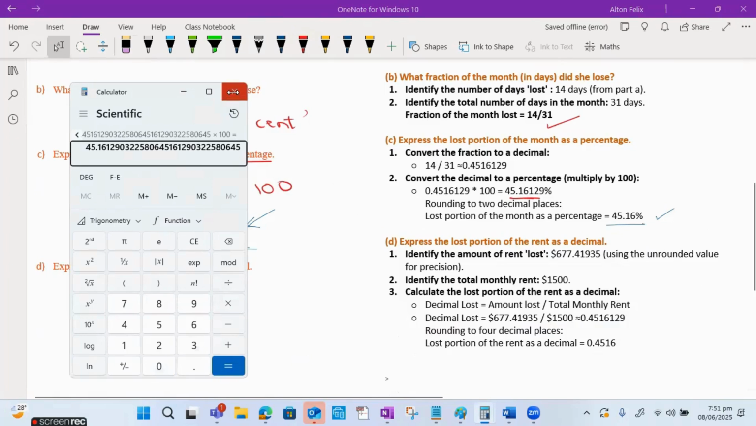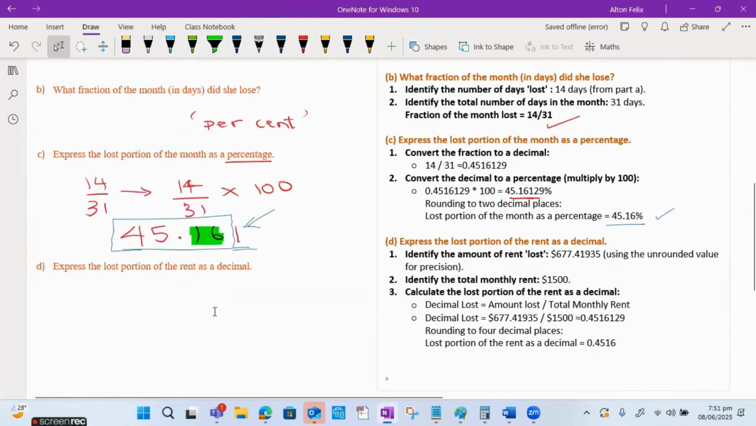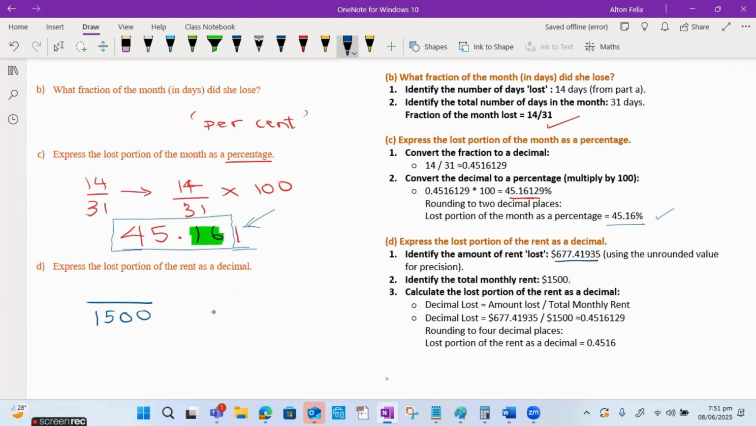Well done, Jerry. So we are moving along nicely. We are on the final part of this question for today. And we need to express the lost portion of the rent as a decimal. So if we identify, in this case, that the total rent is $1,500, that's the monthly rent, and we previously calculated the lost portion of the rent as $677.42.